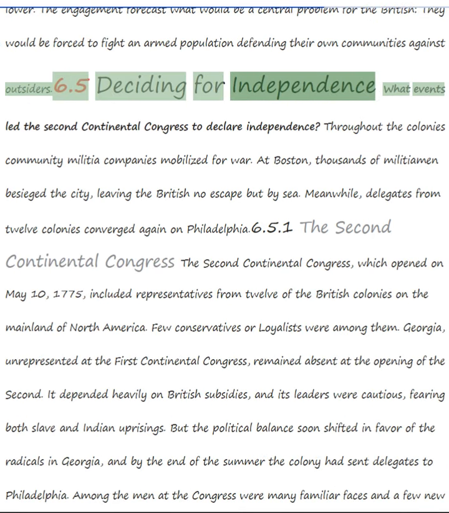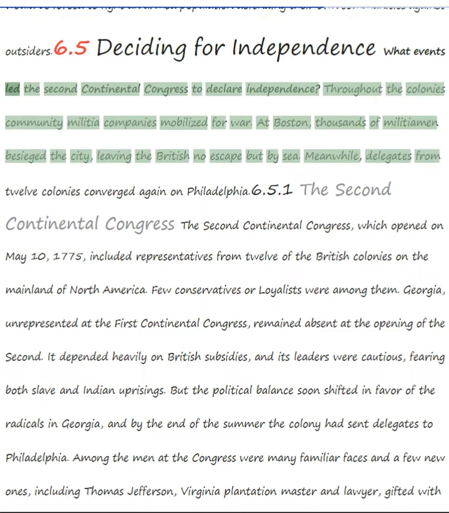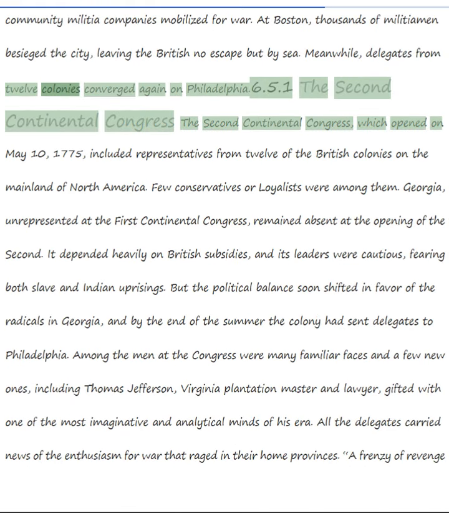6.5 Deciding for independence. What events led the Second Continental Congress to declare independence? Throughout the colonies, community militia companies mobilized for war. At Boston, thousands of militiamen besieged the city, leaving the British no escape but by sea. Meanwhile, delegates from 12 colonies converged again on Philadelphia.